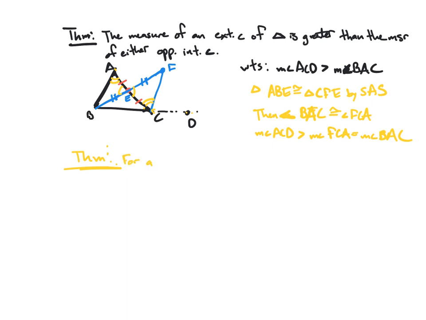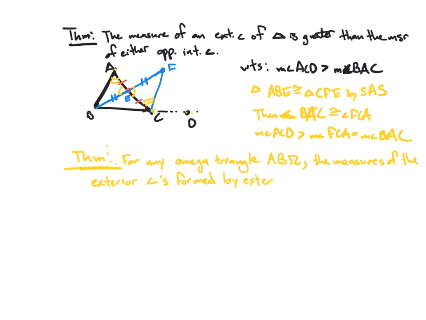So it says that for any omega triangle AB omega, the measures of the exterior angles formed by extending AB are greater than the measures of their opposite interior angles.